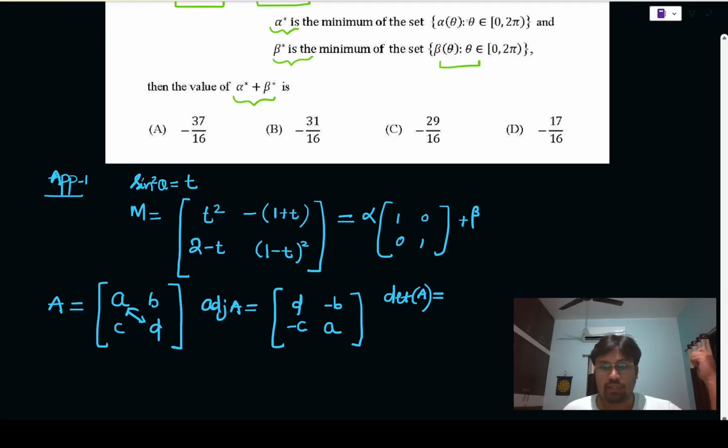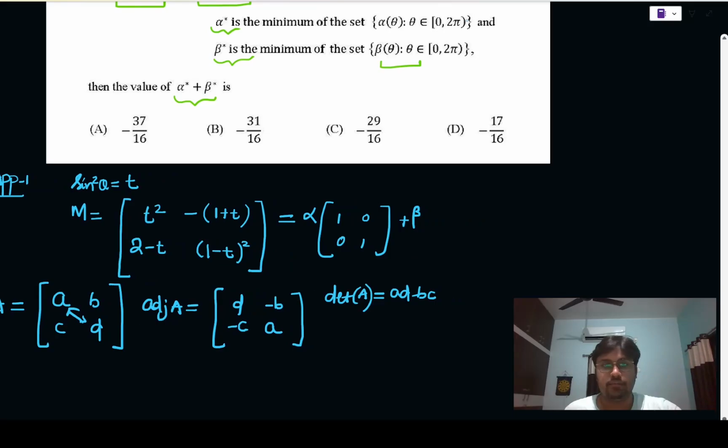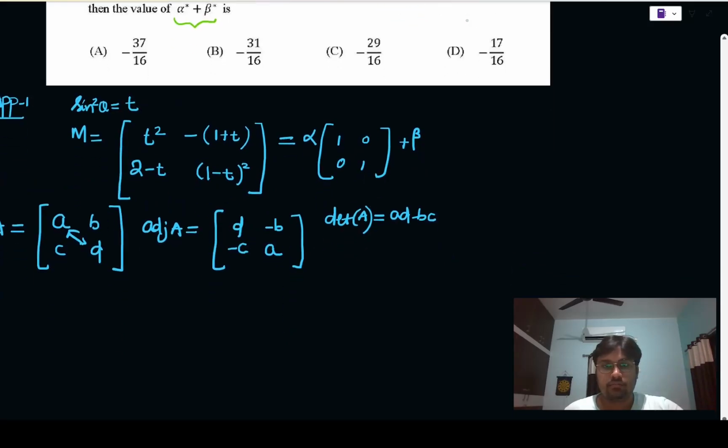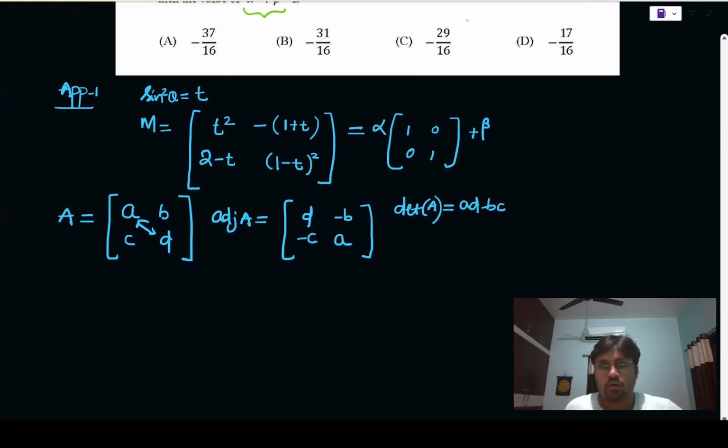So that is the adjoint of A, and the determinant of A is also fairly simple to calculate. Since it's a 2 by 2 matrix, it's just AD minus BC. And once you have this, all you need to do is substitute all these values here. So you have M, you can just do the same thing for M.